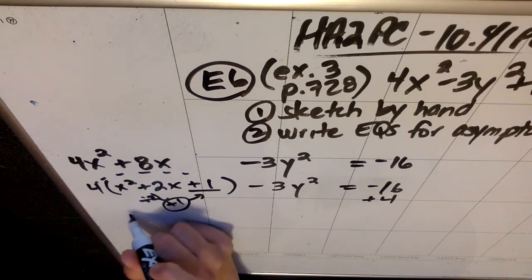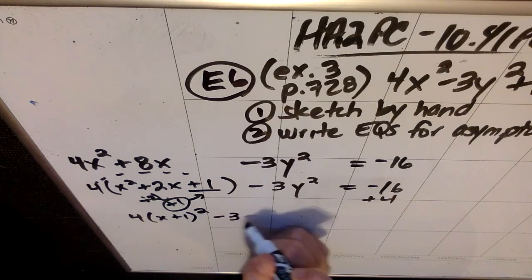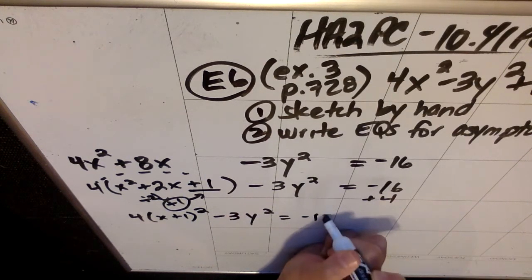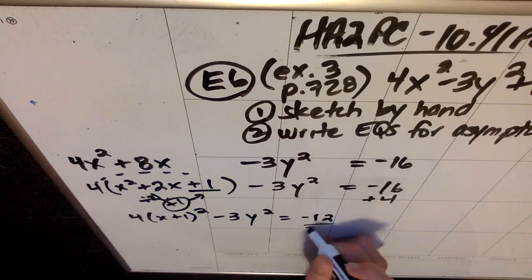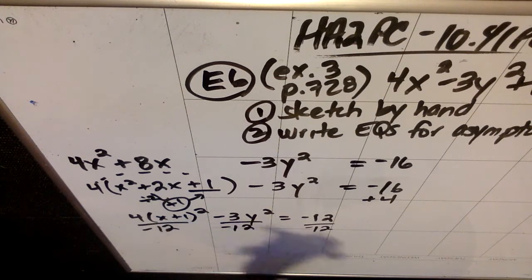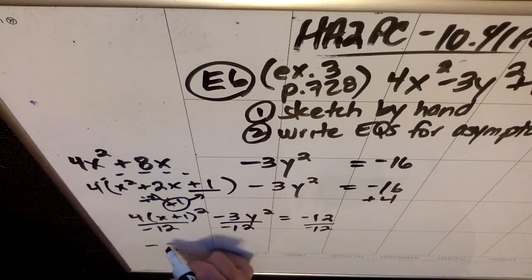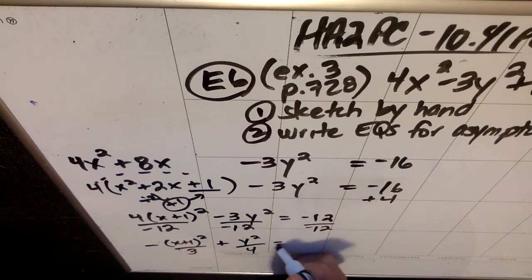So what's going to happen is I'm going to have a 4 times the x plus 1 quantity squared minus a 3y squared equals a negative 12, right? Well, in order to get this side to be a 1, which is what I need, I'm going to divide everybody by a negative 12, right? And what that means is I'm going to end up getting a negative x plus 1 quantity squared over 3, right? Plus a y squared over 4 equals 1.